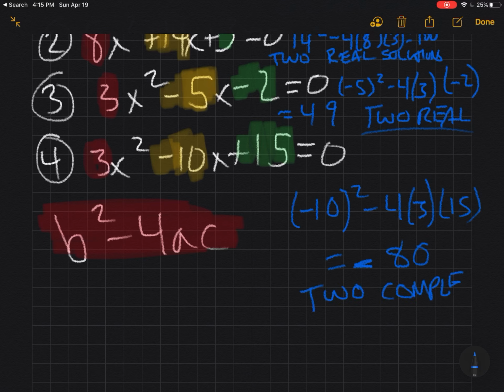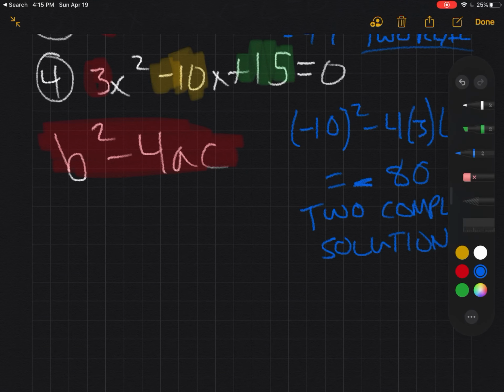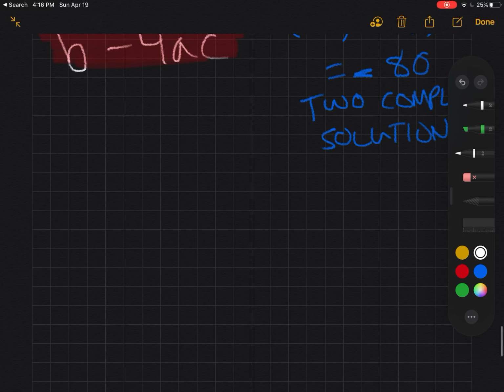And then for our last one, we get negative 10 squared minus 4 times 3 times 15. And that gives us our first negative, negative 80. So when I take the square root of that, I'm going to get complex numbers. So there's going to be 2 complex solutions.